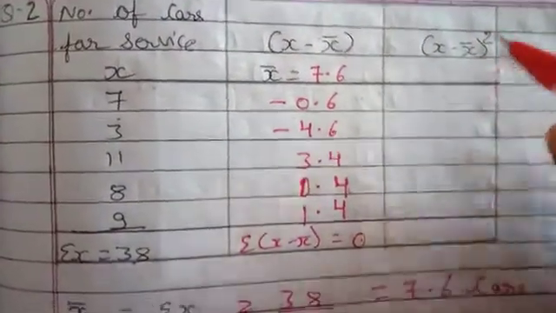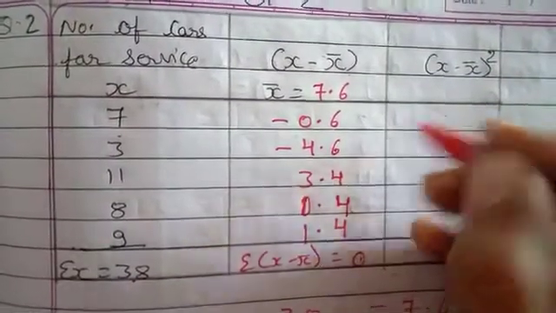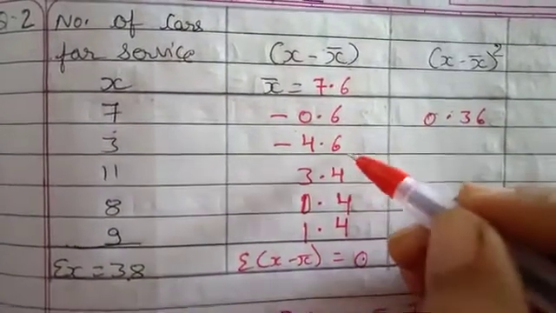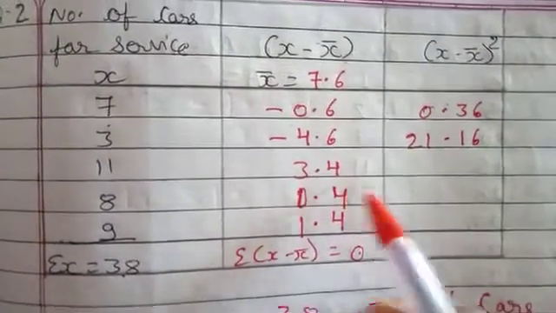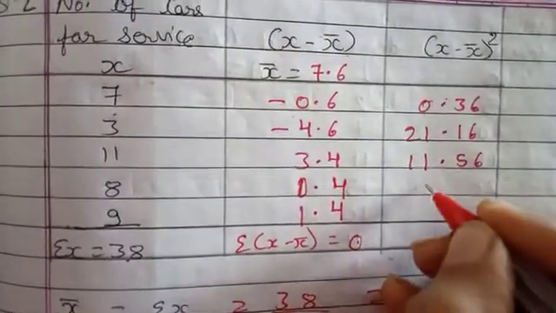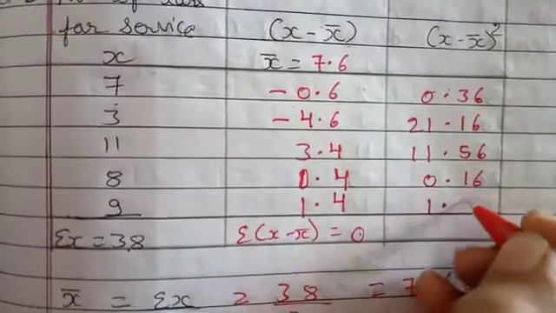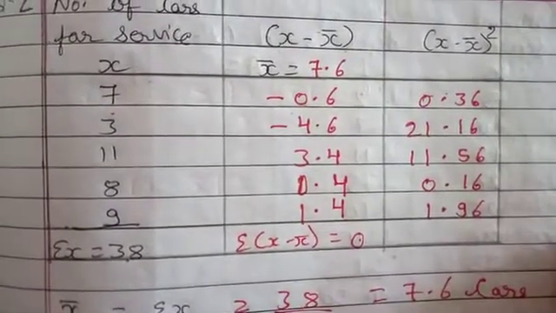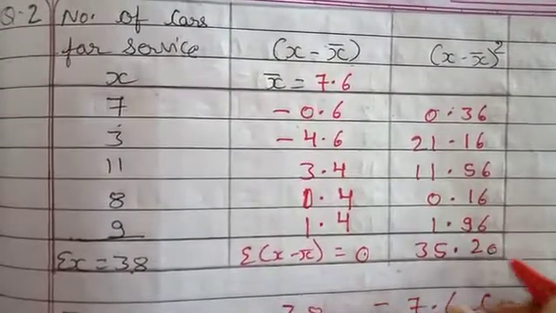Now I have to find the square of all these values. 0.6 square is 0.36, minus 4.6 square is 21.16, 3.4 square will give you 11.56, 0.4 square will give you 0.16, and 1.4 square will give you 1.96. Now I have to do the total of this column, which will give me sigma x minus x bar whole square. So my answer is 35.20.